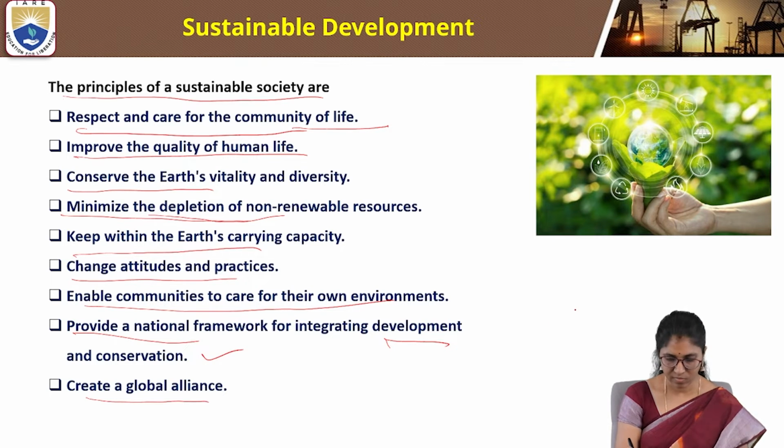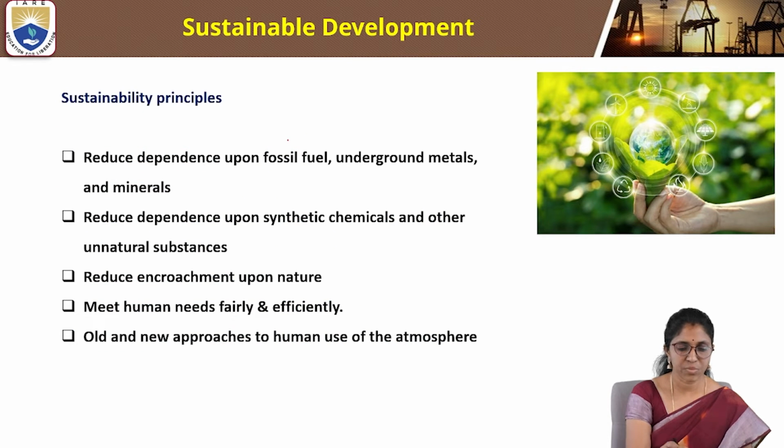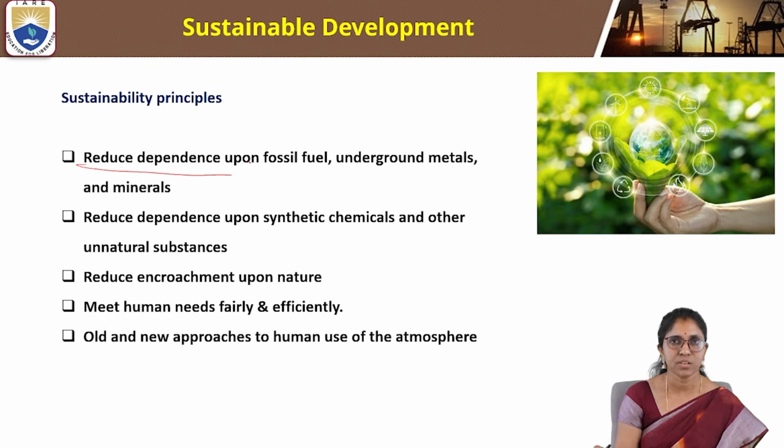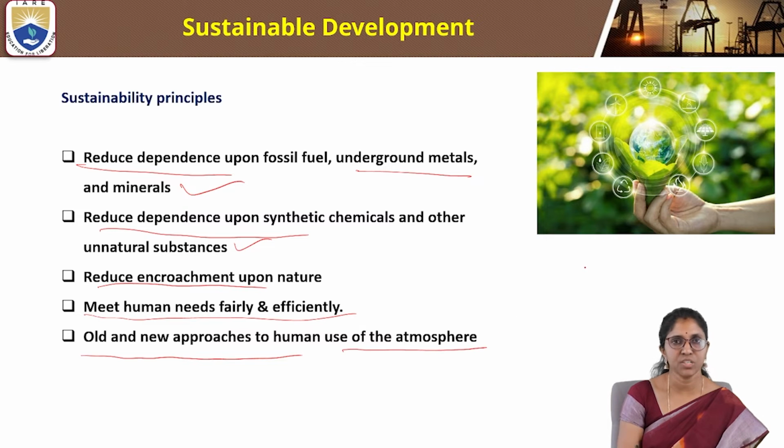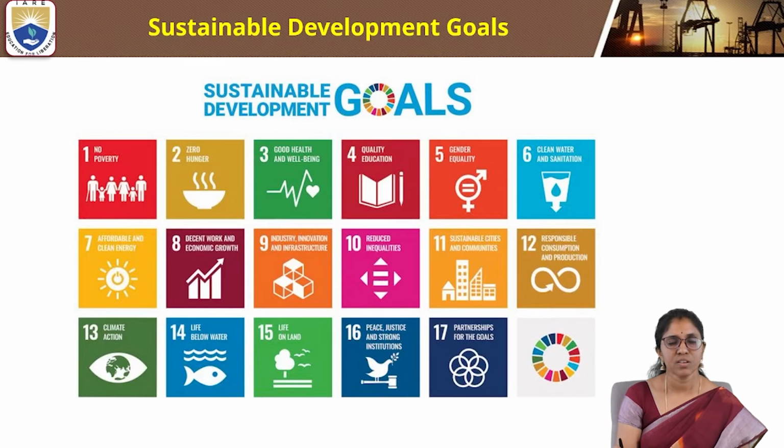So here, we should reduce the dependence upon fossil fuels, like non-renewable resources, underground metals and minerals. These are all non-renewable resources. We should reduce the dependence upon synthetic chemicals and other unnatural substances, and also reduce the encroachment upon nature. We should meet human needs fairly and efficiently, and use old and new approaches to human use of the atmosphere. So these are the sustainability principles.